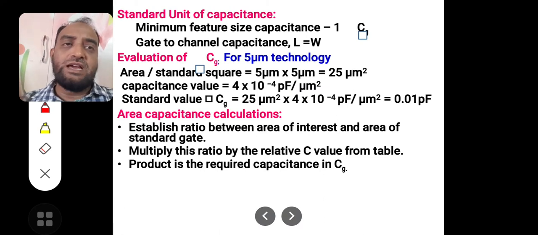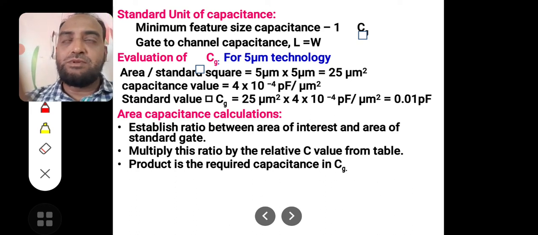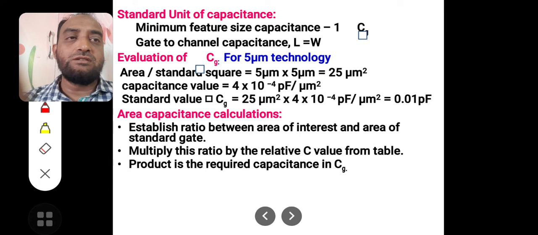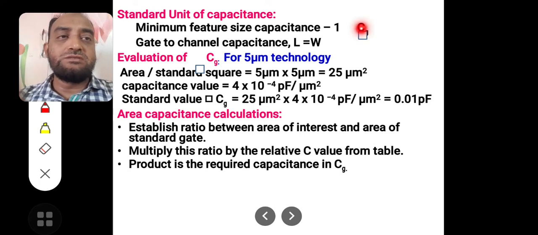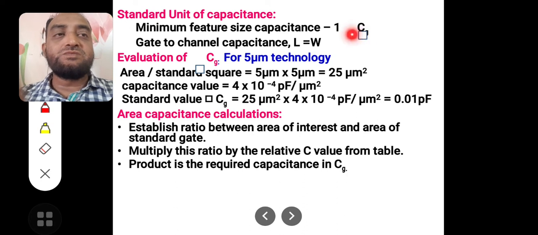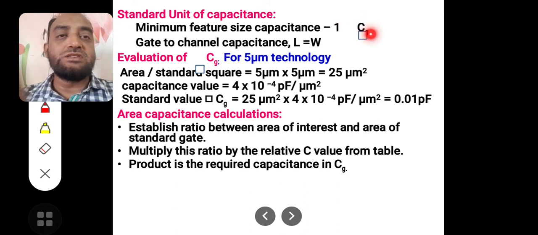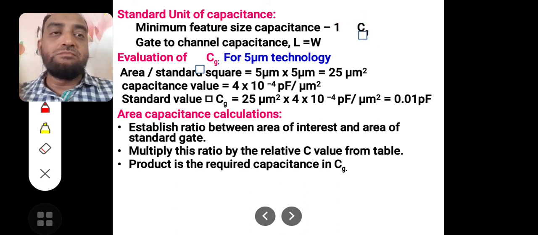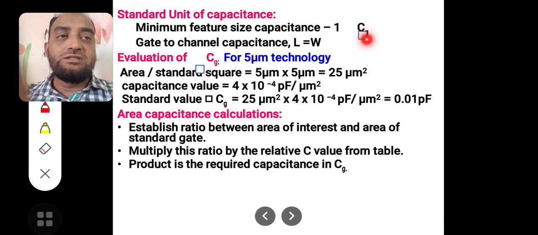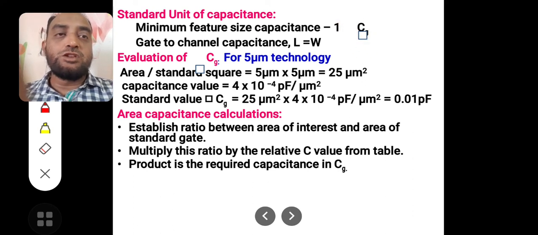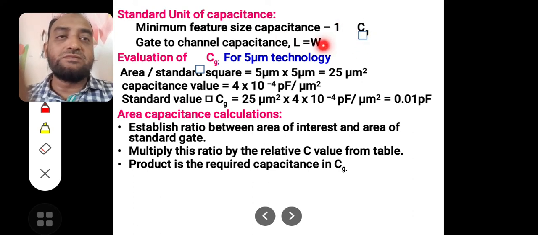Now this standard unit of capacitance is the minimum feature size, that is, a 2 lambda by 2 lambda device will have 1 square Cg. This should be printed here, but the PPT changed. This box is 1 square Cg, the gate to channel capacitance for L equal to W. 1 square minimum feature size is 1 square.